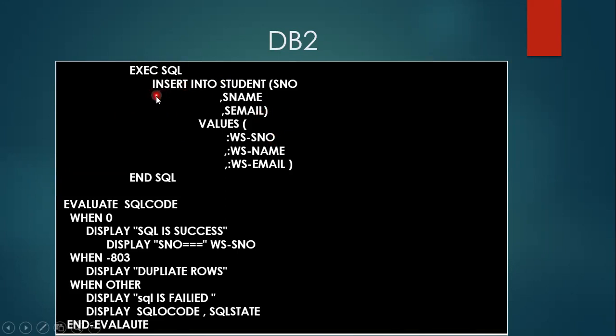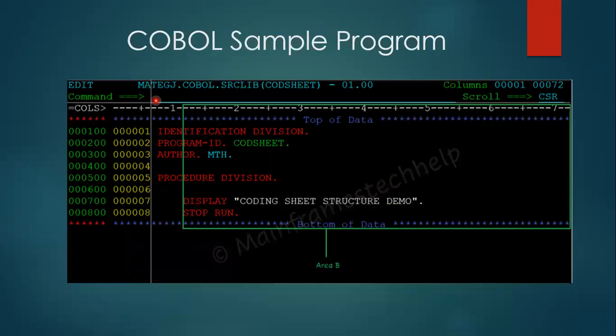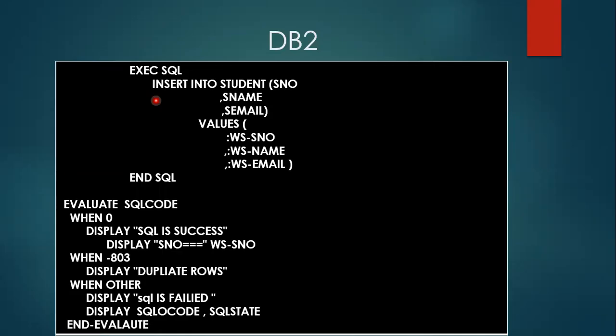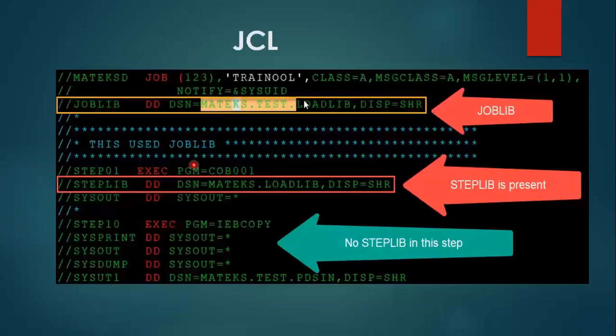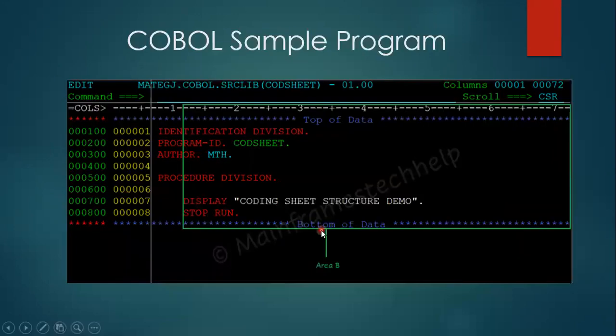Anyway, we are going to learn these concepts, Cobol, JCL, and DB2, in the going-forward classes. So this is the structure: how DB2 looks, how JCL looks, and how Cobol looks. These are the concepts we are going to learn in the going-forward classes.